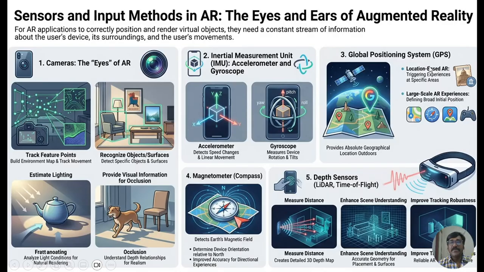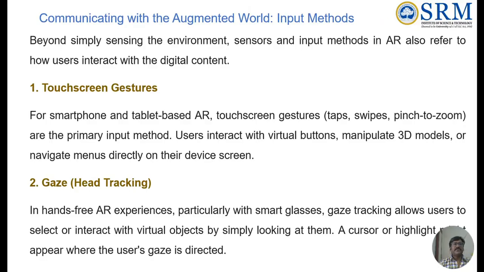The global positioning system is for localization of large-scale AR experiences. The camera will estimate the lighting and provide the visual information for occlusion. The magnetometer determines the device orientation, and the depth sensor measures the distance, enhances the scene understanding, and improves tracking. So whatever we discussed in the earlier slides, its combined effect is given in this particular slide. The viewers can get detailed information from the earlier slides. And now, how we are communicating with the augmented world, so we must know about the input methods.